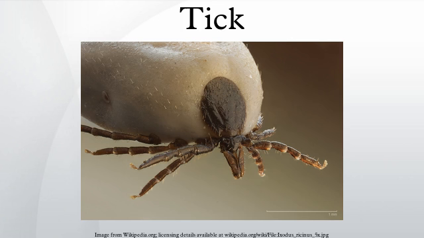Ticks are small arachnids in the order Parasitiformes. Along with mites, they constitute the subclass Acarina. Ticks are ectoparasites, living by hematophagy on the blood of mammals, birds, and sometimes reptiles and amphibians.